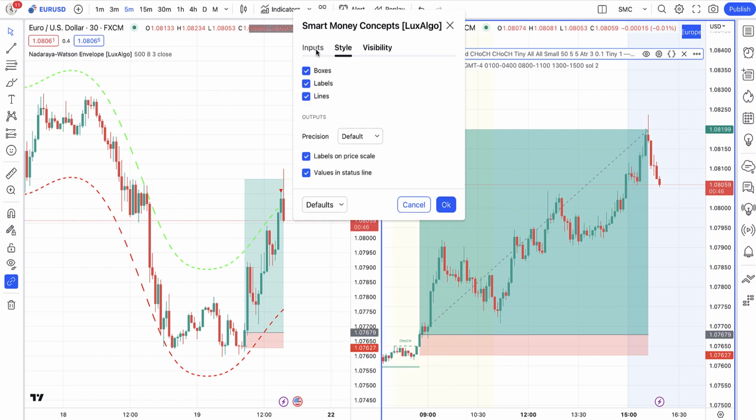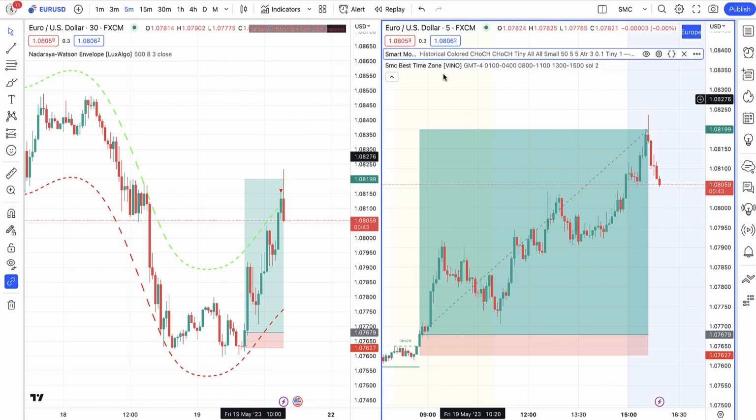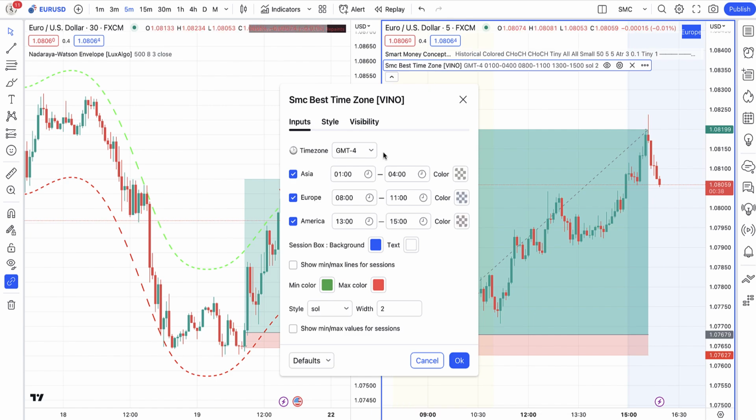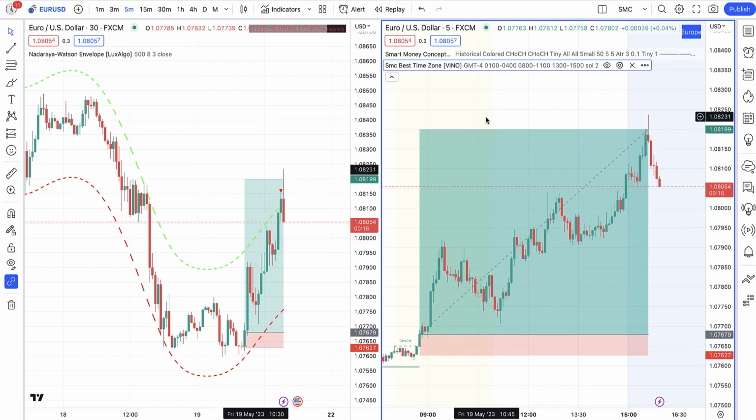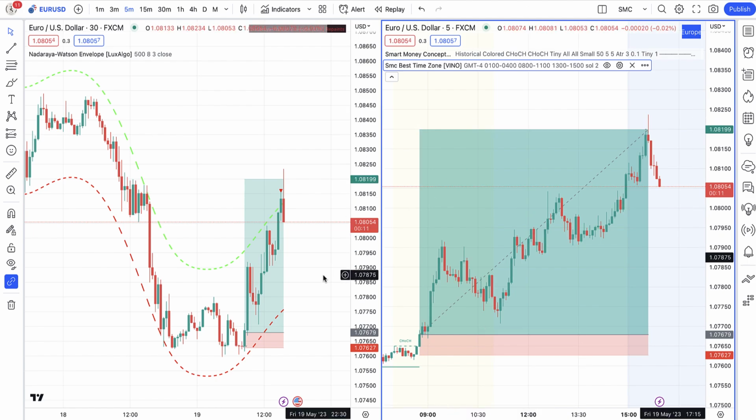Okay. So now for the SMC Best Time Zone, I will be interested in trading GMT-4, so it's like New York time, and I'm interested in these three sessions. So it will be from 1 to 4, from 8 to 11, and then from 13 to 15. These are the only time frames I'm interested in. Okay, so let's continue. Now, how do we work with this?